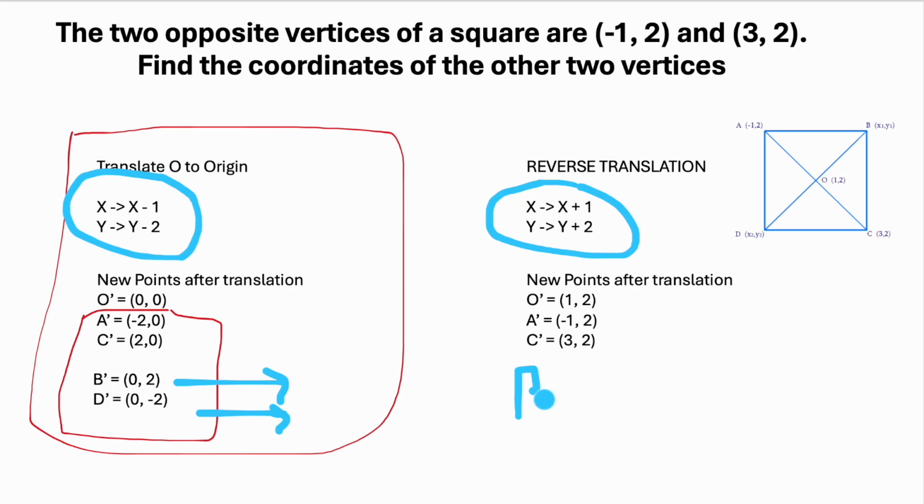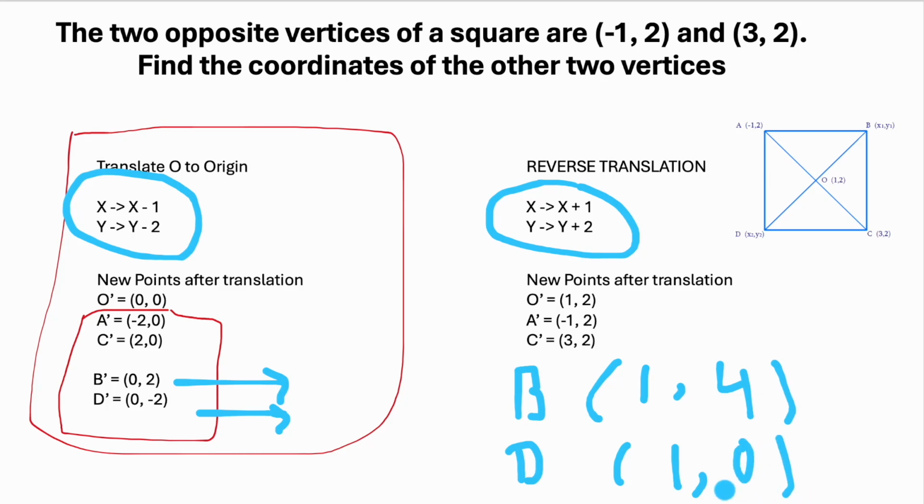So for B, when you do x is x plus 1, so 0 will become 1 and 2 will become 4. Okay, this is one of the vertices, and D would be again the same thing. X is x plus 1, so 0 plus 1 is 1, and y is y plus 2, so -2 plus 2 is 0. So these are the other two endpoints which will come. Okay, so thereby we got all the 4 vertices using translation. Thank you very much.